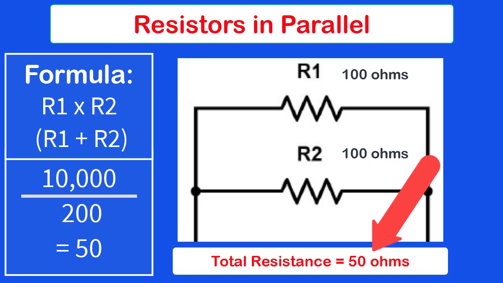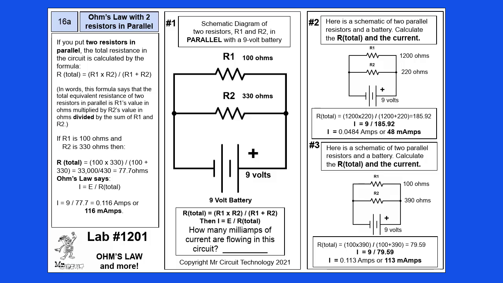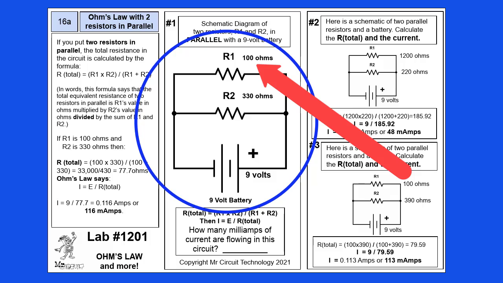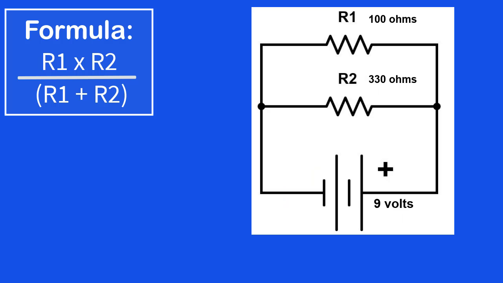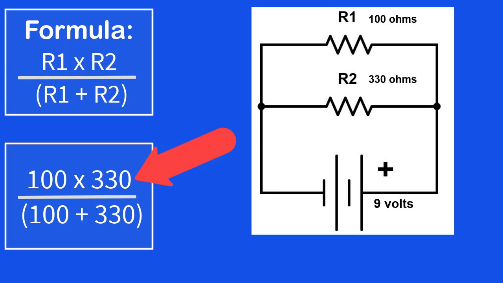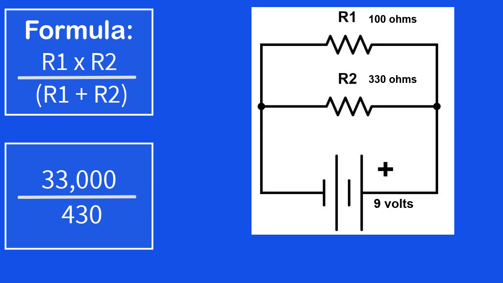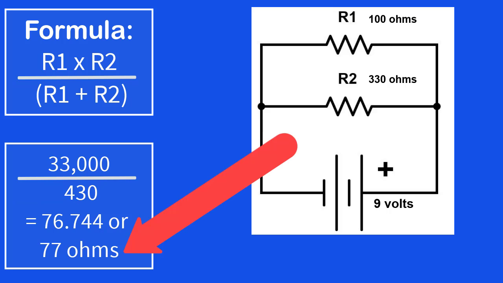On page 16A of your lab manual, we show R1, a 100 ohm resistor, in parallel with R2, a 330 ohm resistor. What is the total resistance in this circuit? Use the formula R1 times R2 divided by the quantity of R1 plus R2. That gives us 100 times 330 divided by the sum of 100 plus 330, or 33,000 divided by 430, and that gives us 76.744 ohms, or approximately 77 ohms.